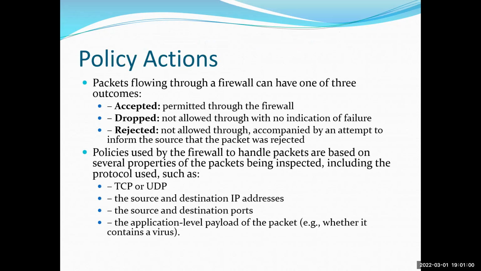So the actions, we will see this quite a bit, in ASA, Iptables, and in software. Basically, the packets flowing through a firewall can have one of three outcomes. They can be accepted, which is basically permitted through the firewall. They can be dropped, which basically means not allowed through with no indication of failure, so you're just not told anything. Or rejected, which means not allowed through, but it's accompanied by an attempt to inform the source that the packet was, in fact, rejected. Okay, so that's the basic idea there.